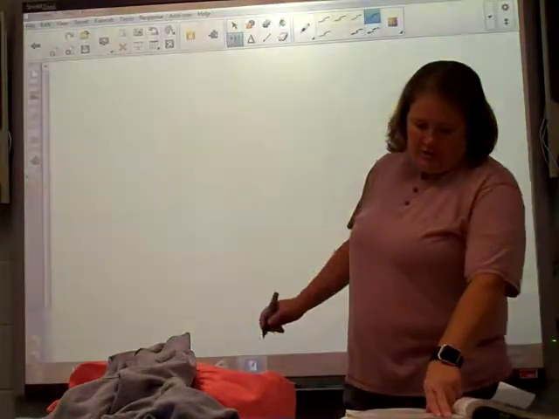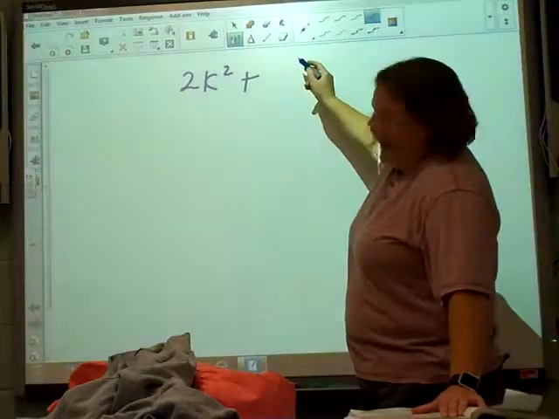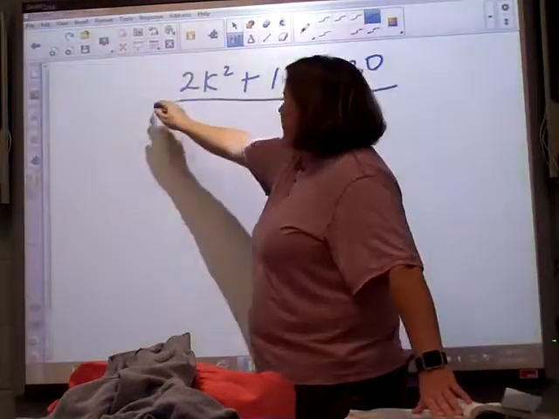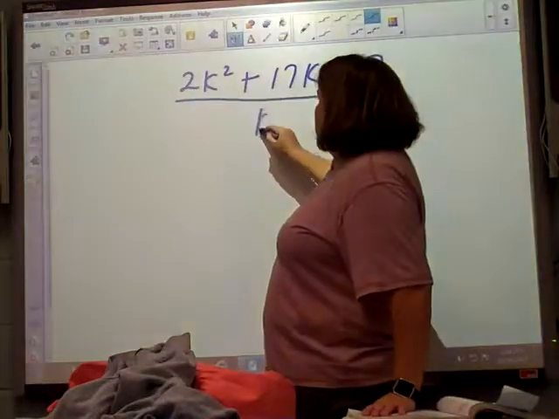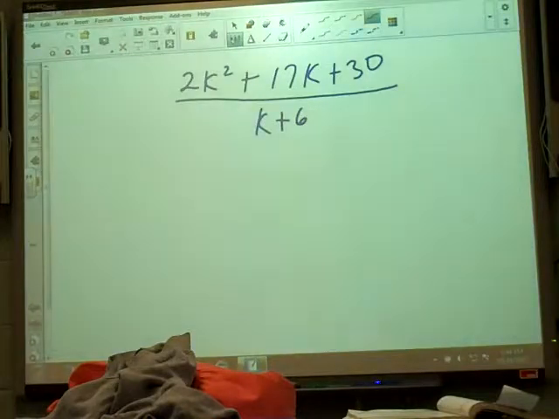Alright, let's do 2k squared plus 17k plus 30. And we're going to divide that by k plus 6. So I'm going to use both methods and work the same problem just to show you we get the same answer either method we choose.